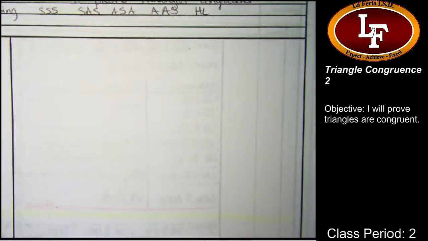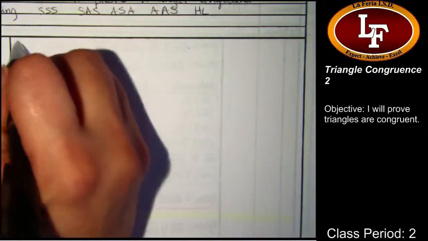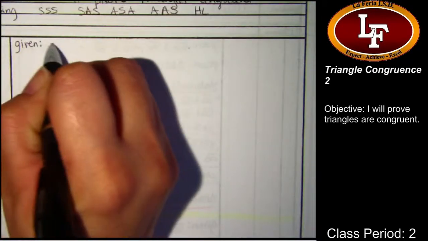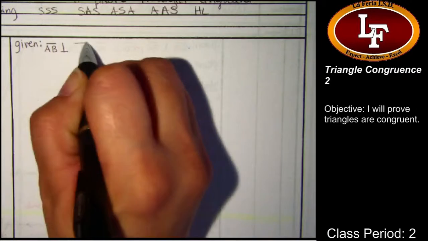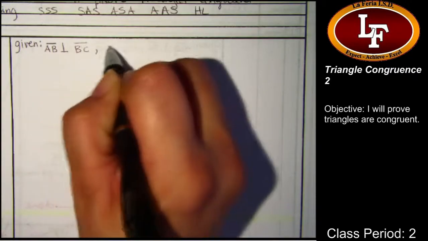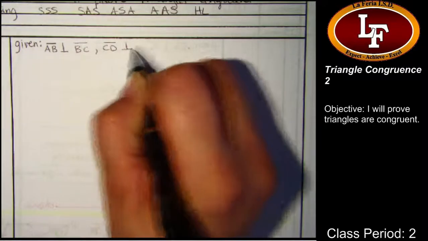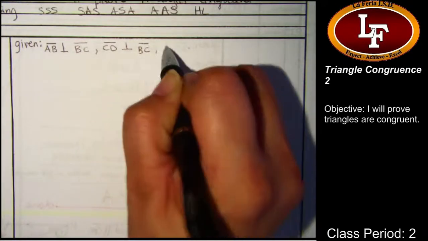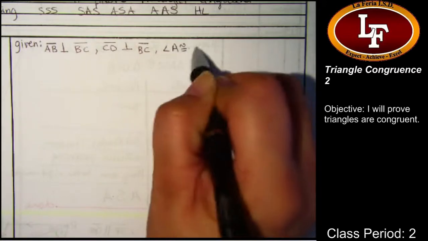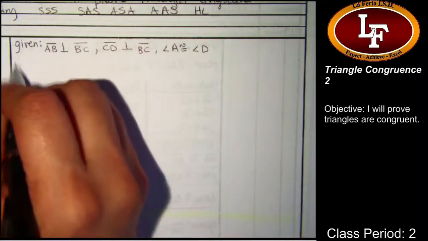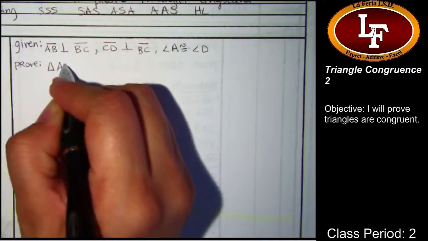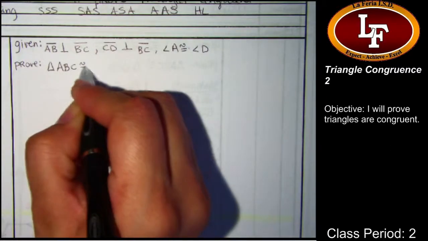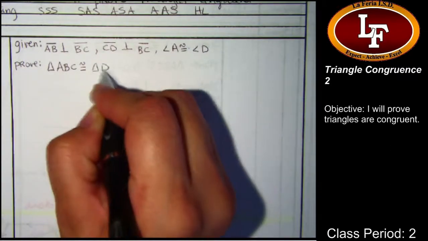All right, here we go. Let's go ahead and kick it off. Our first proof of the day. Given line segment AB perpendicular to line segment BC, line segment CD perpendicular to line segment BC, and angle A congruent to angle D. Given all of that, we need to prove that triangle ABC is congruent to triangle DCB.